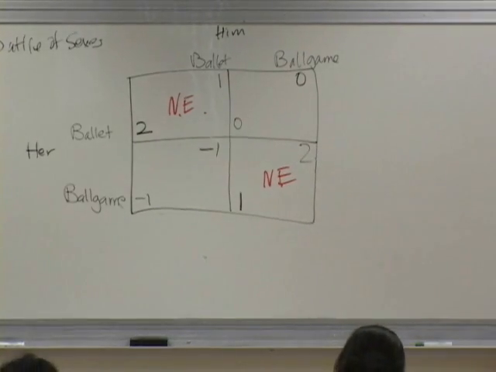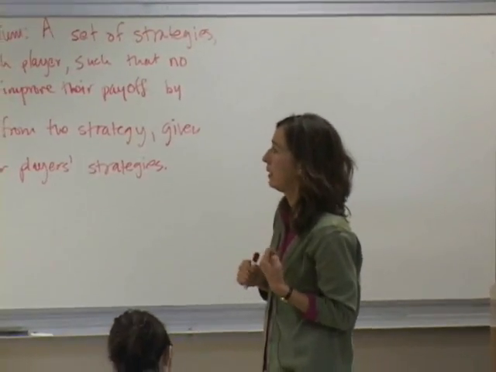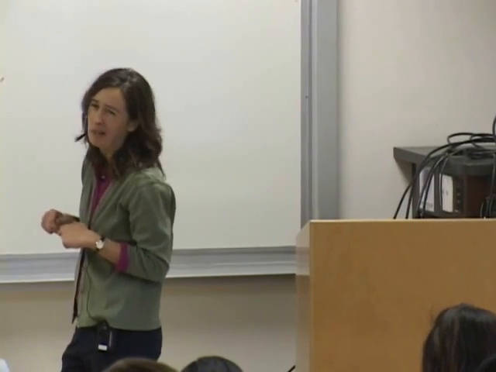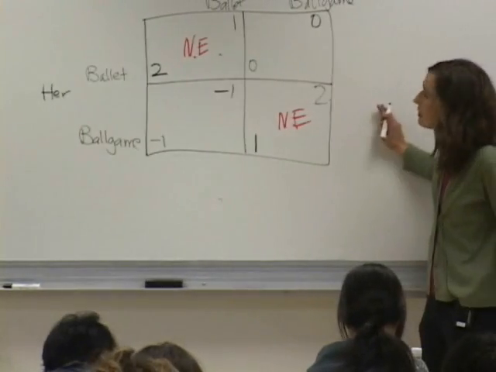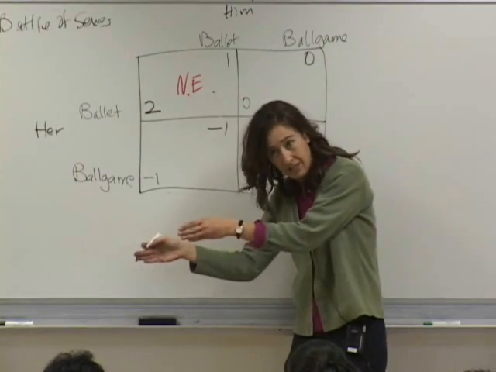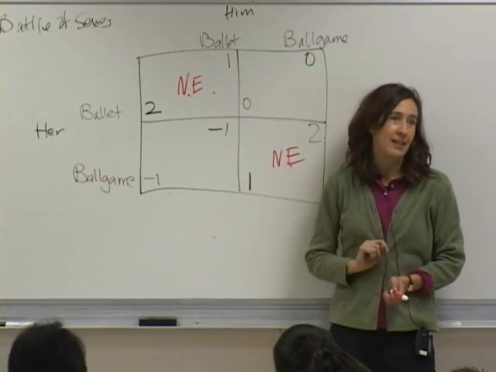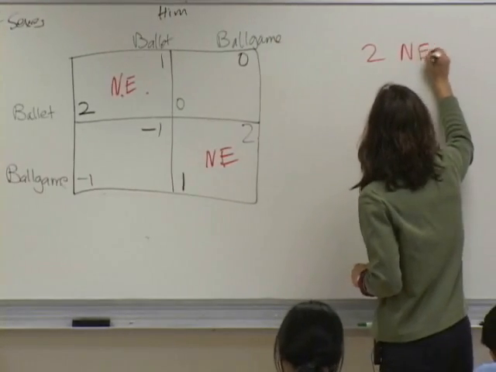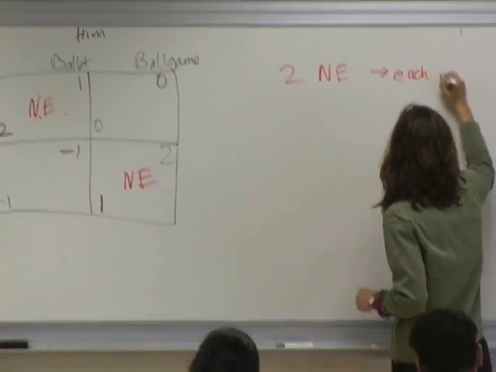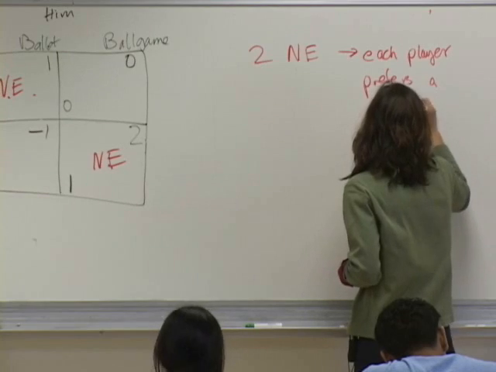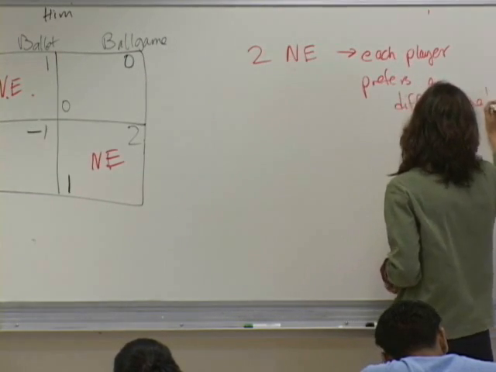What is interesting about the Battle of the Sexes, why this is probably, I was going to say this is the game that's used the most in political science. That's not quite true. Prisoner's dilemma and assurance are used a lot too. But this is a very political game. Because in this game, there are two Nash equilibria, and in contrast to assurance, where we both liked one better, here each player likes one equilibrium better than the other. So there's two Nash equilibria, and each player prefers a different one.